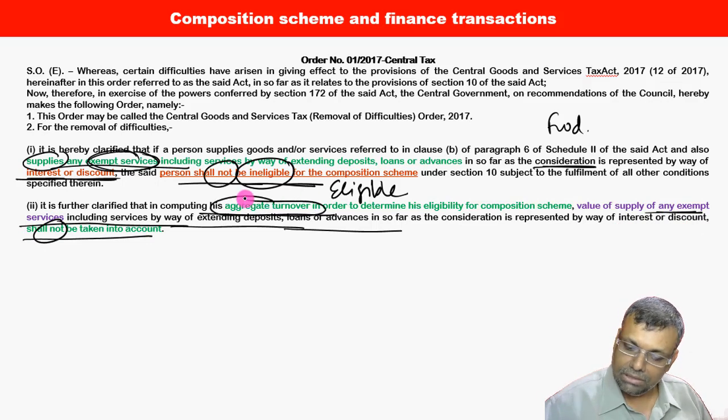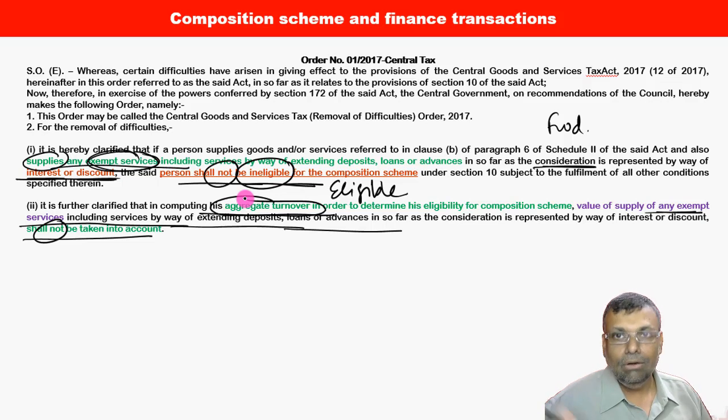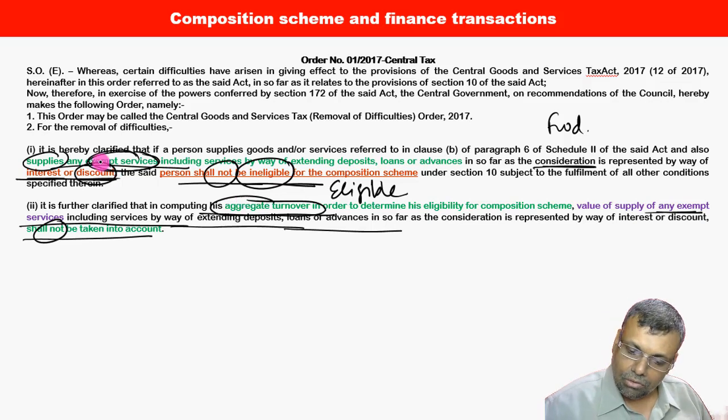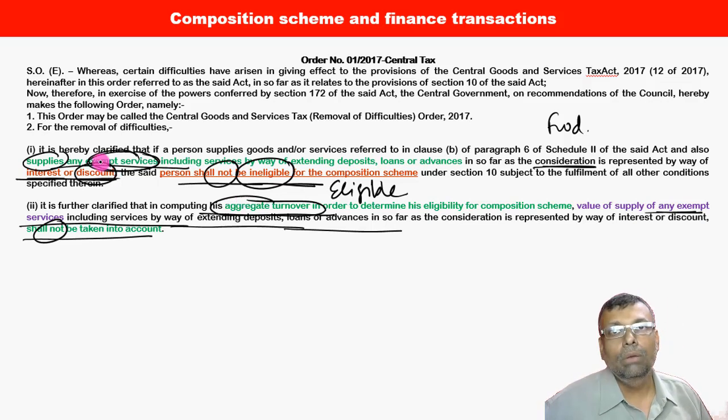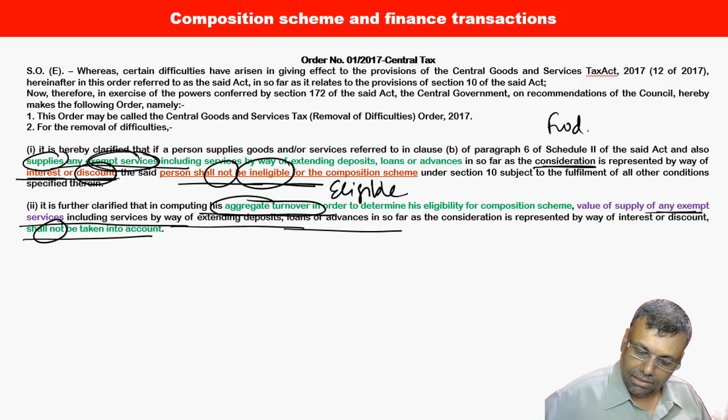See this point. Your aggregate turnover criteria shall not include this kind of exempt services; basically your interest and discount type transactions will not be covered in the calculation. I repeat, it will not be covered in the calculation for the purpose of your aggregate turnover.